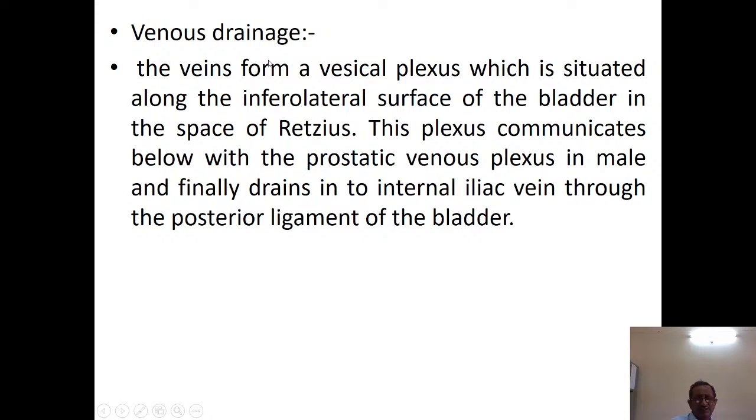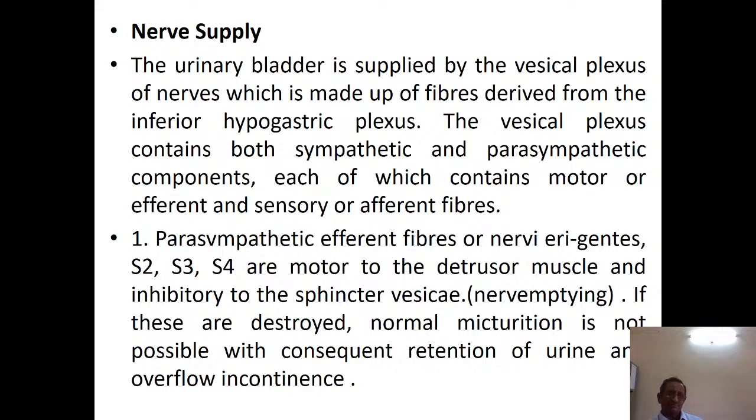Venous drainage. The veins form a vesical plexus which is situated along the inferolateral surface of the bladder in the space of Retzius. This plexus communicates below with the prostatic venous plexus in male and finally drains into the internal iliac vein through the posterior ligament of the bladder.